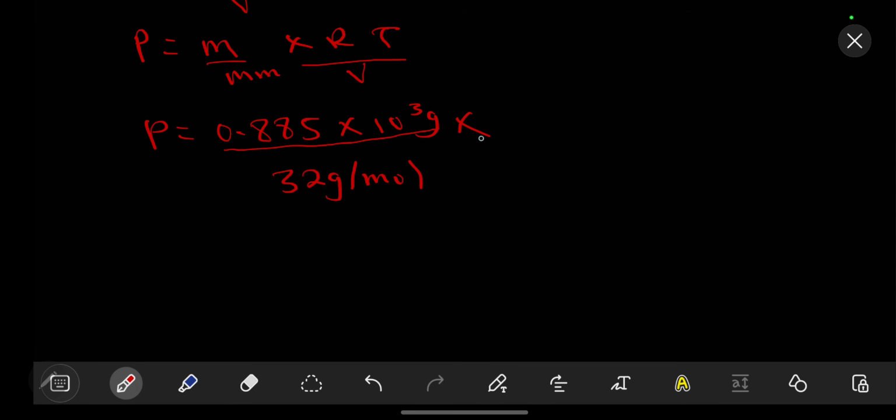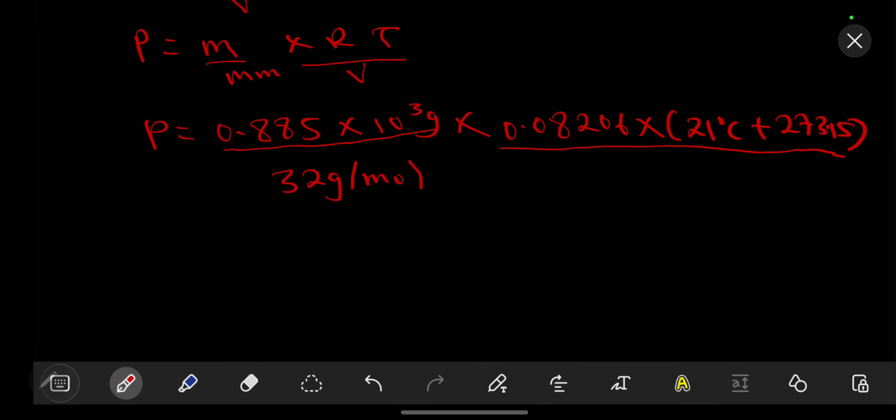Then we are going to multiply by RT. Our R value is equal to 0.08206. Then we have our temperature, 21 degrees Celsius plus 273.15, over our volume. Our volume, according to the question, is equal to 438 liters.